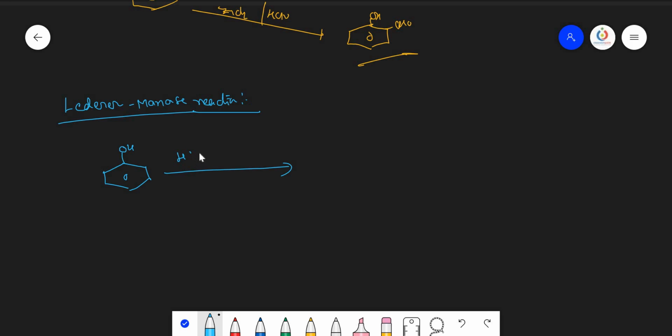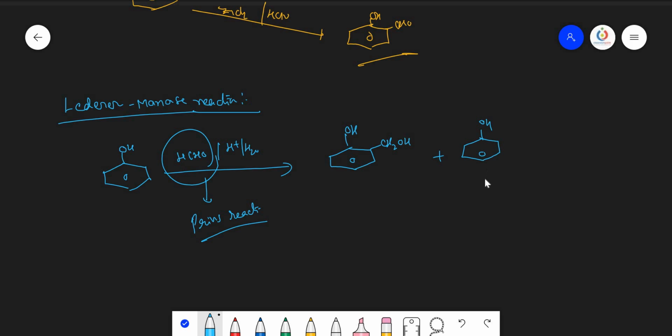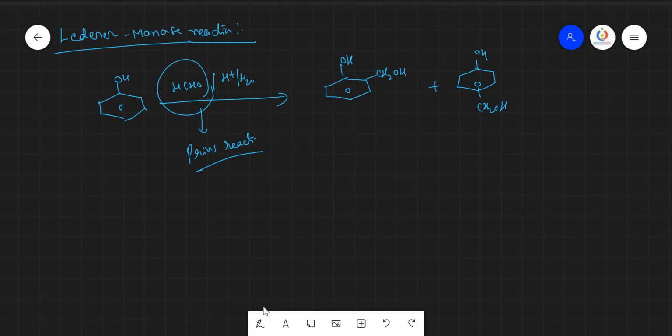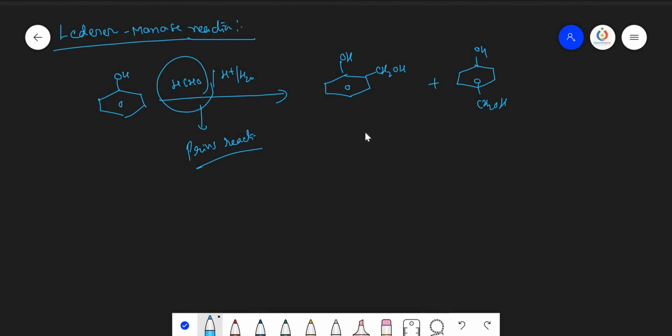When phenol is subjected to formaldehyde in the presence of H plus and H2O, the use of the formaldehyde is hydroxymethylation. It will put CH2OH. This we have studied in the Prins reaction also. You can search that Prins reaction. So here OH group, CH2OH group, and that CH2OH group shall be placed at ortho and para positions. So at any of these positions it will put. Interesting thing is only the first product is important, and again the last product is important. Middle products are not important.